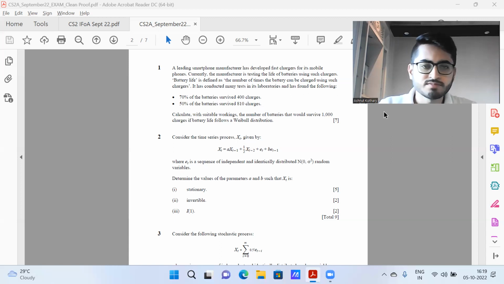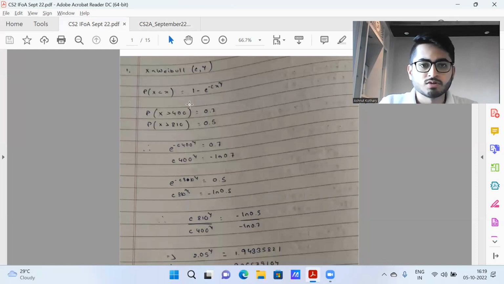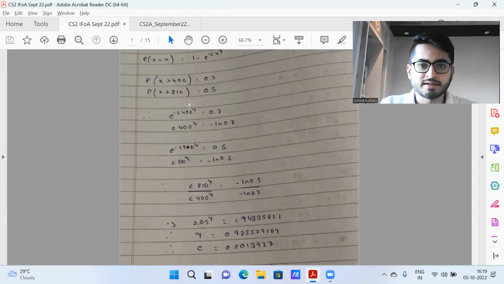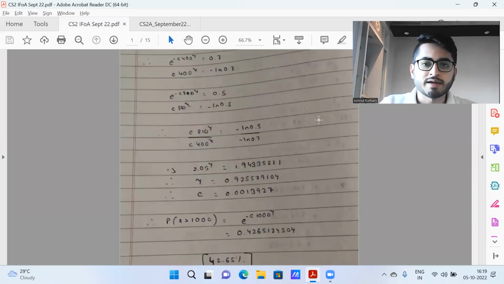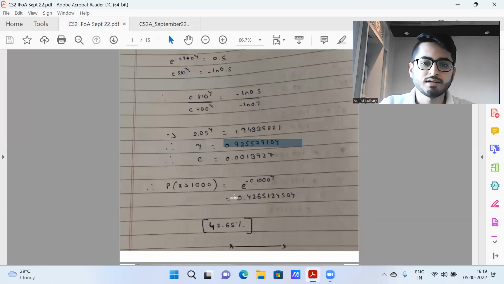Coming back to the paper, let's start with question one. I'll try to keep the video as short as possible and cover all the possible solutions. So this is question number one. These are the various equations which we are getting. So gamma is coming out to be 0.925579104, and this is the value of C. Next, we want probability x greater than 1000, and the answer is coming out to be 42.65%.